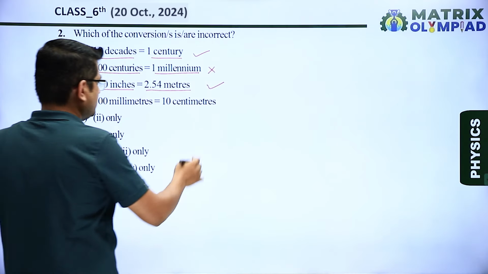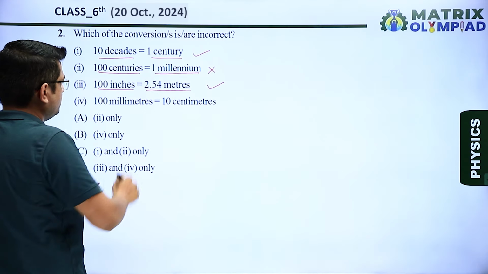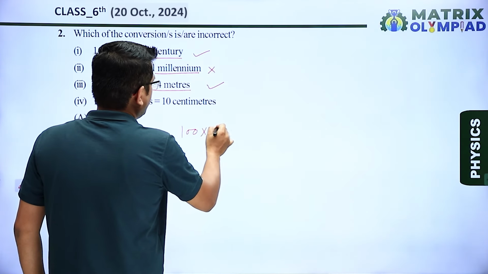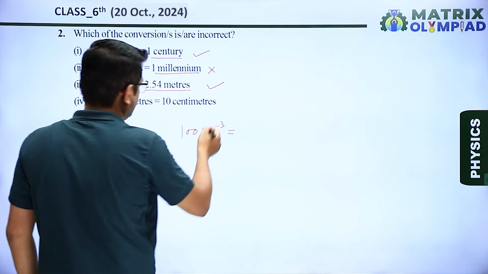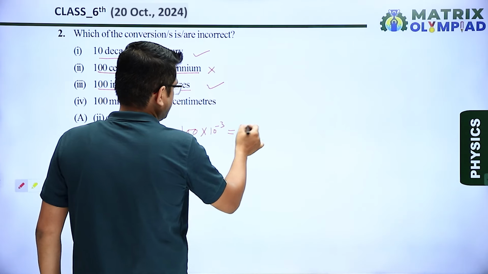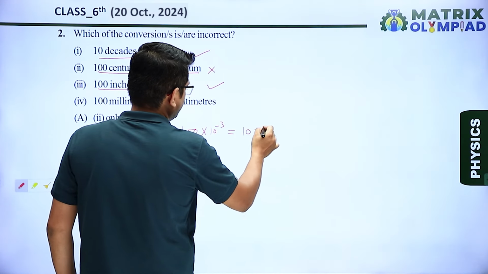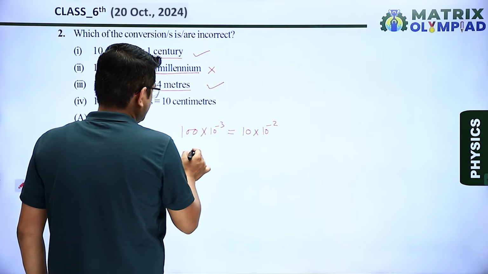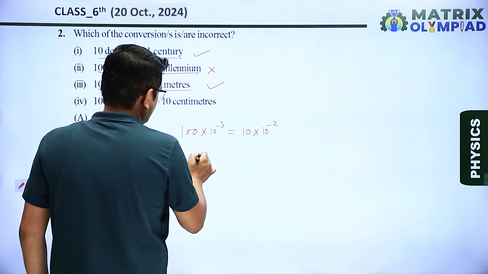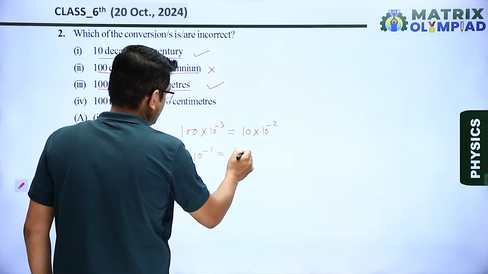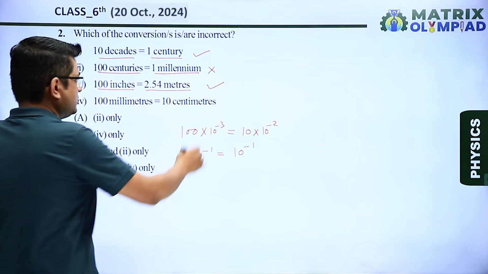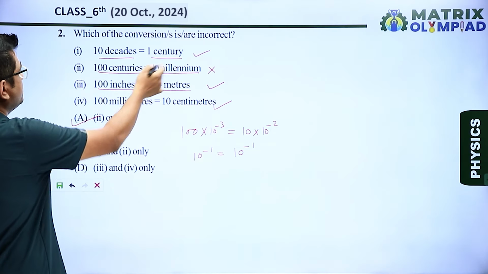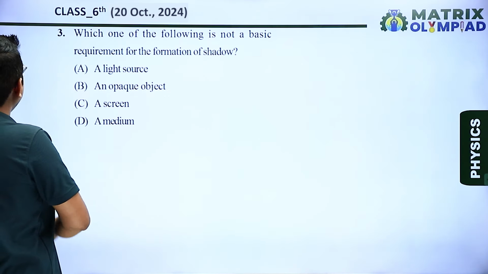Now the fourth one. Let us convert these two all into meters. So 100 millimeter means 10 to the power minus 1 meter. And when we convert 10 centimeter into meter, it becomes 10 to the power minus 1 as well. So this is also true. So our correct answer will be option A. Only 2 is incorrect.